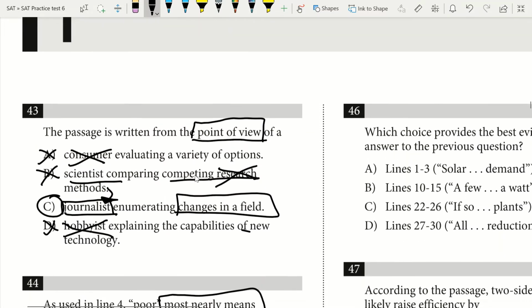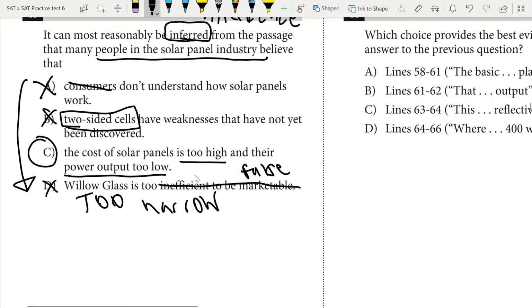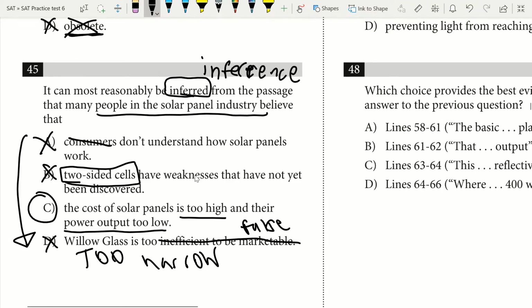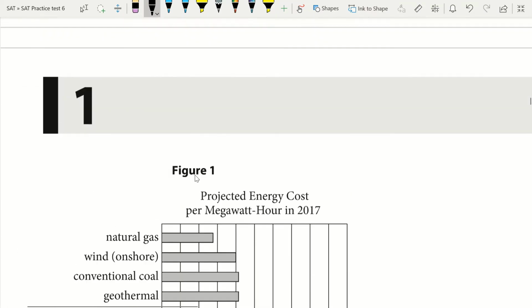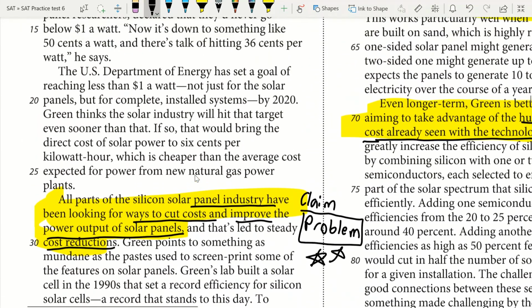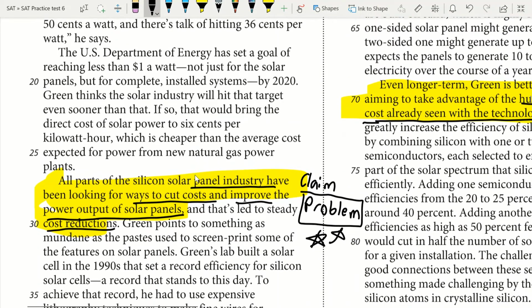Let's see if we have evidence. I see what we do. Okay, so evidence for the cost of solar panels being too high and their power output too low. I do believe I highlighted that already, so let me go ahead and find where I said that. Right here, where we talk about all parts of the silicon solar panel industry looking for ways to cut costs and improve the power output of solar panels, and that's led to steady cost reductions.